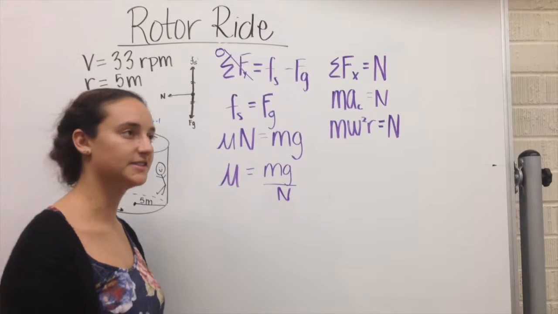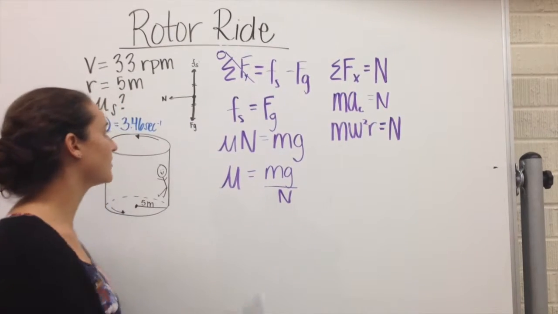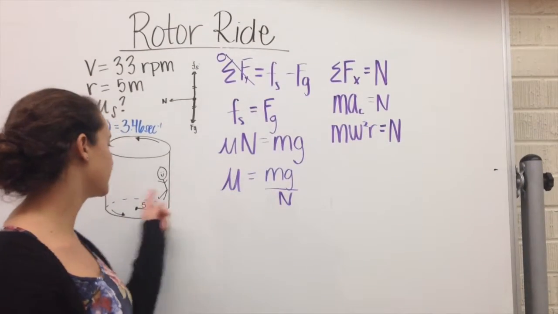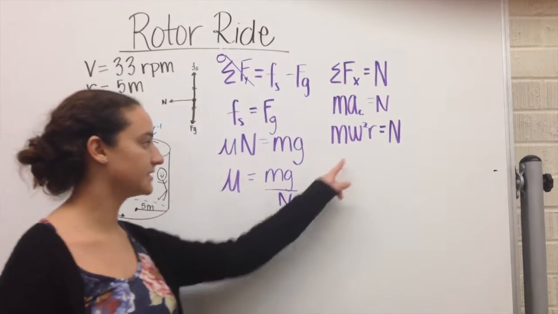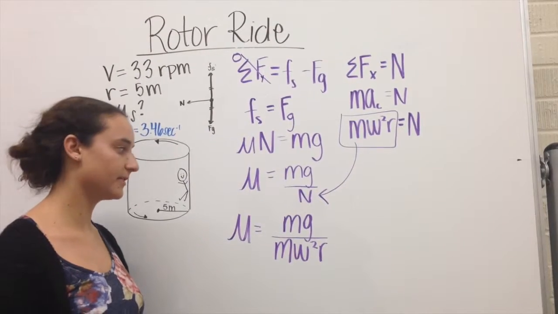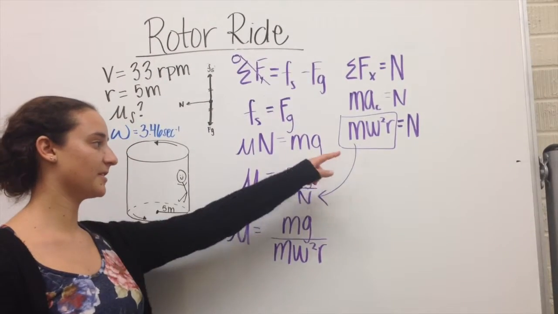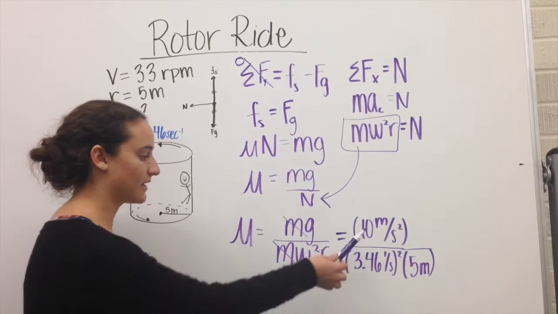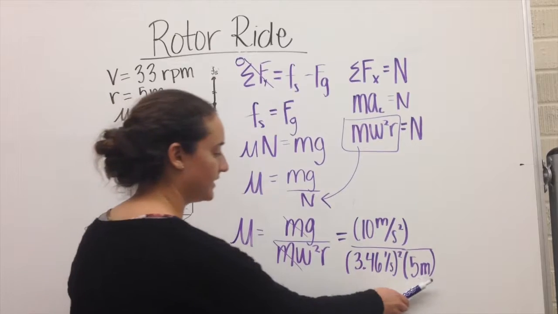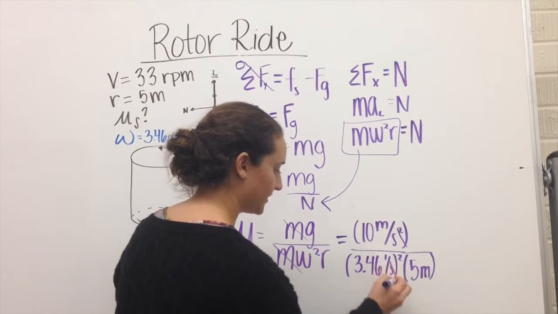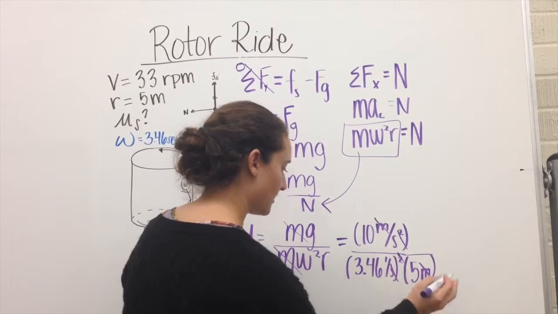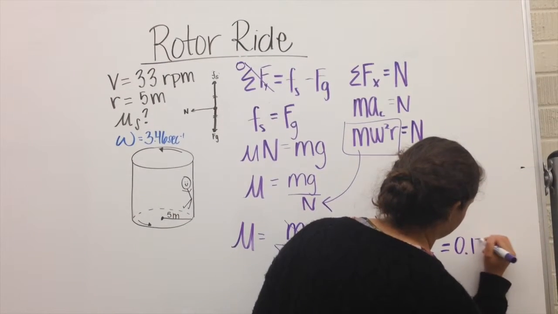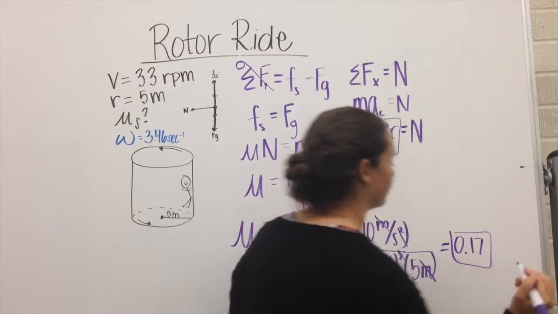Now we're going to sum our forces in the x direction, and the only force acting on it is the normal force. So mass times centripetal acceleration, because it's moving in a circle, equals normal force, and this is the equation. Since we're solving for mu, and we didn't know the normal force, and we found it here, we substitute it in and get this equation, and the masses cross out. We have our gravity, our omega squared, and our radius. So the seconds squared cross out, the meters cross out, and we're left with 0.17 as our coefficient of friction.